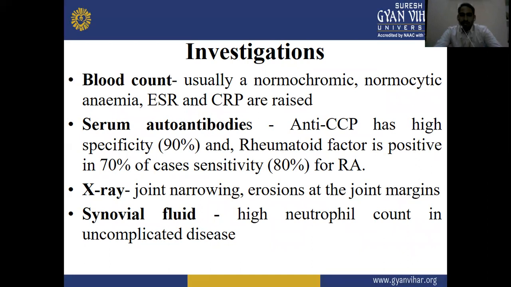And next one is serum autoantibodies. Anti-cyclic citrullinated peptide has high specificity of 90%, and rheumatoid factor is positive in 70% of cases, with sensitivity of 50% for rheumatoid arthritis. And X-ray.